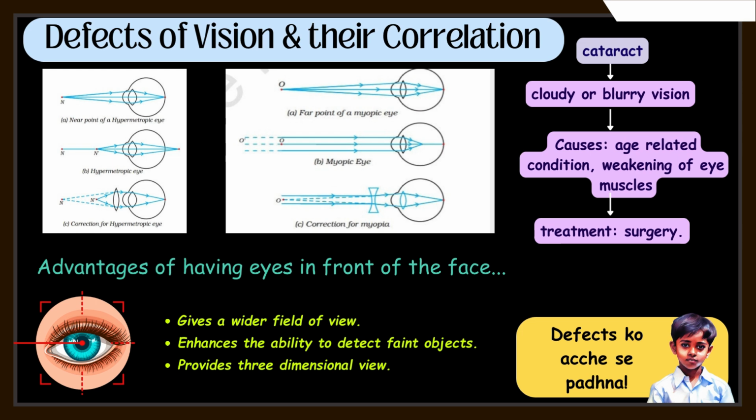And before we wrap up this section, here's an interesting question. Why are human eyes located in the front of the face, and not on the sides like some animals? There are some important advantages to this design.